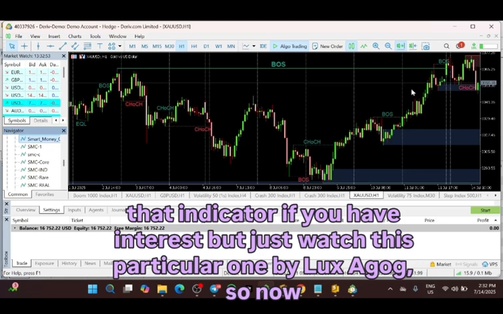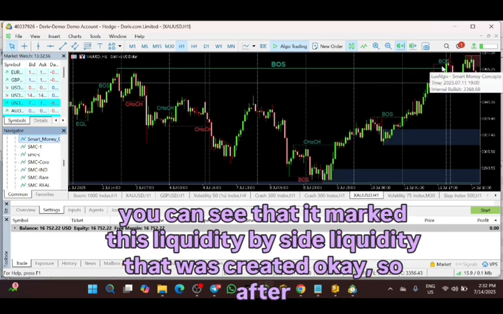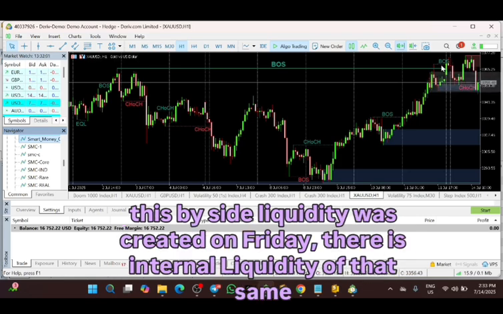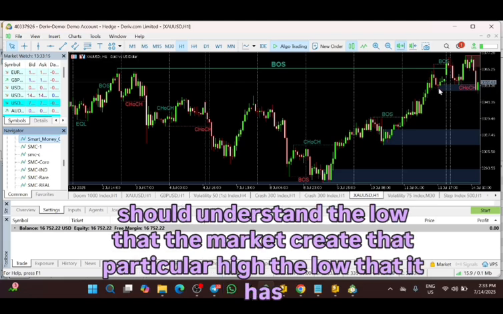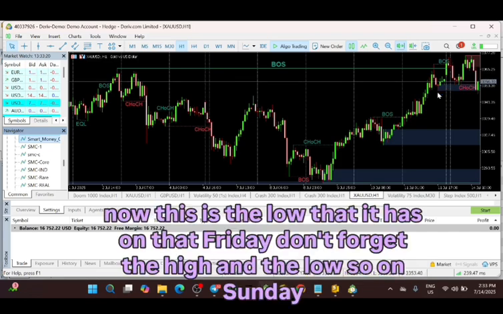Just watch this particular one by XAUUSD. So now you can see that it marked this liquidity, the buy-side liquidity that was created. After this buy-side liquidity was created on Friday, there is internal liquidity of that same buy-side liquidity. That's the low. You might not call it the internal sell-side liquidity, but you should understand the high and the low that the market creates. This is the low that it has on that Friday. Don't forget the high and the low.